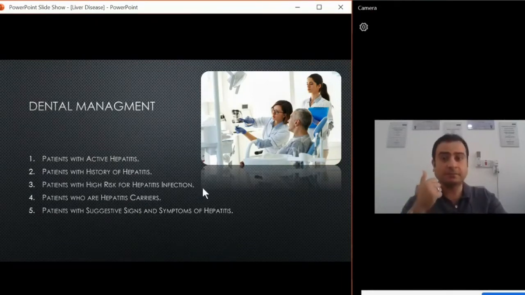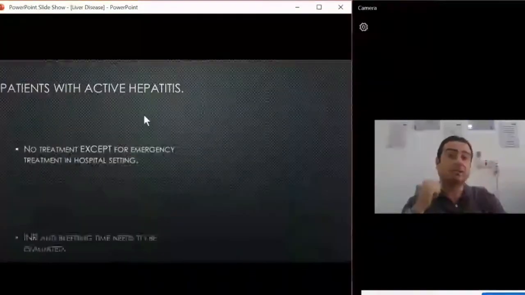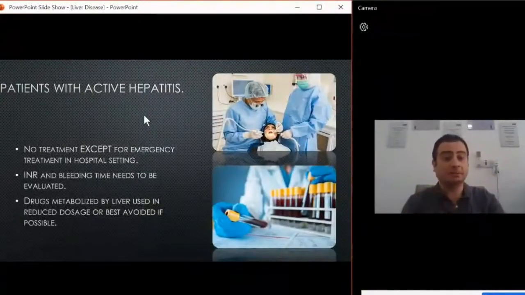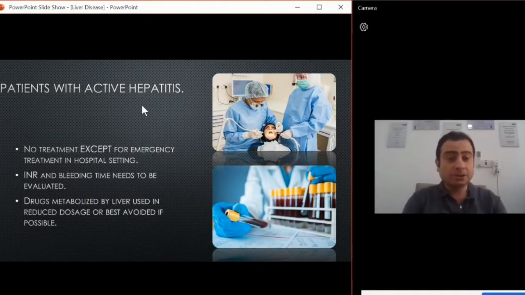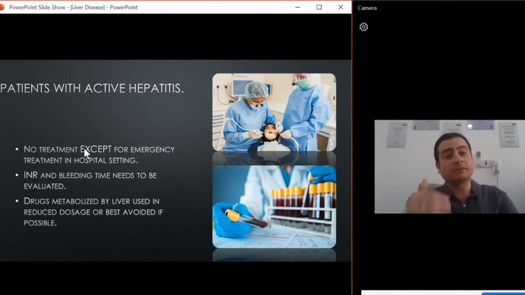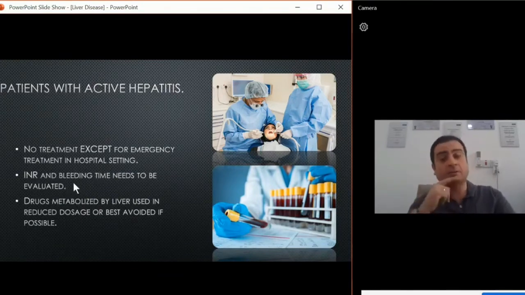Starting with the first category, which is the patient with active hepatitis. Patients having an active hepatitis should not receive any dental treatment, except for emergency treatment in a hospital setting. A patient having an active hepatitis means they have an abnormal liver function test. An abnormal liver function means that the coagulation factors cannot be normally synthesized, so the patient will be at an increased risk for bleeding. So INR and bleeding time need to be evaluated prior to the delivery of the dental treatment.